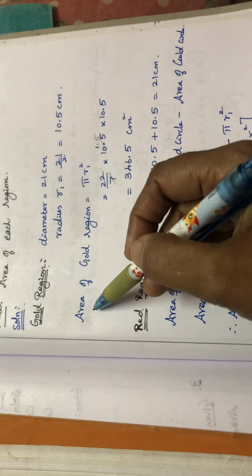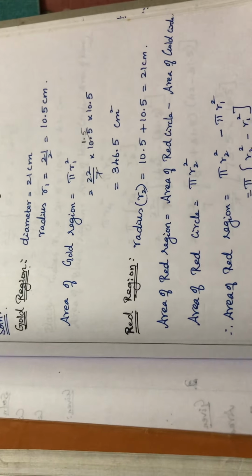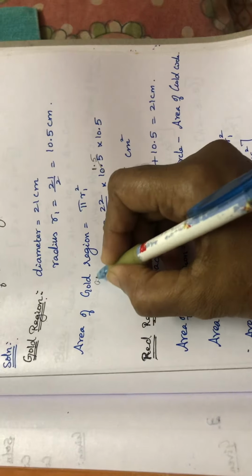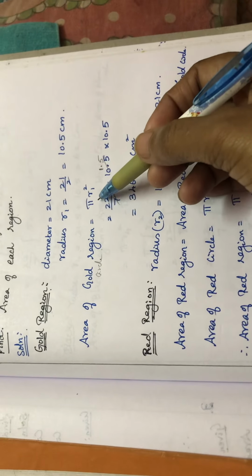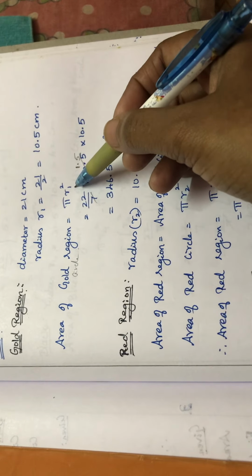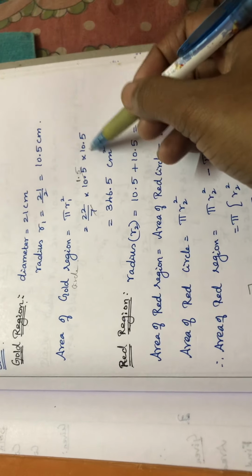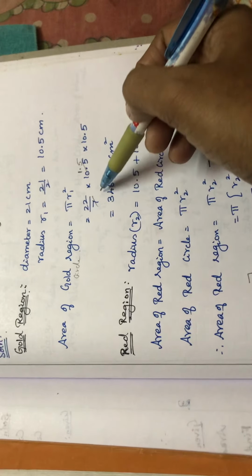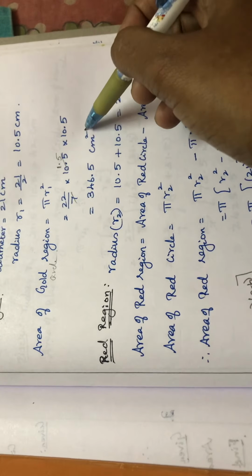Now I am going to find the area of the gold region. The area of the gold region is nothing but the area of the circle only. It is in the form of a circle. So the circle formula is pi r square. Since it is the first region, I am writing r1 square. So 22 by 7 into 10.5 into 10.5. I am substituting the r value. When I simplify, I will get 364.5 centimeter square.